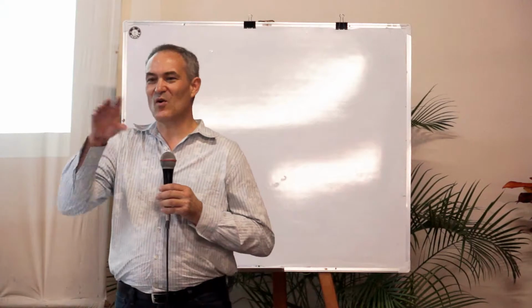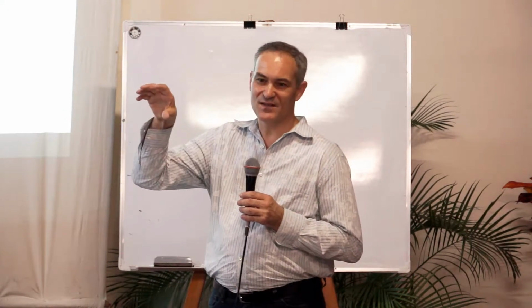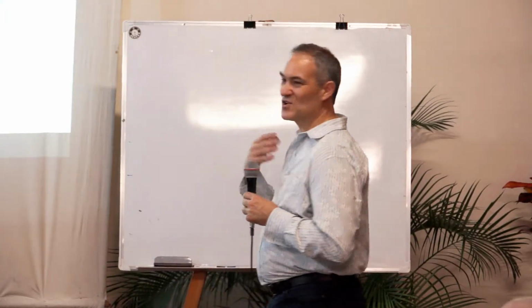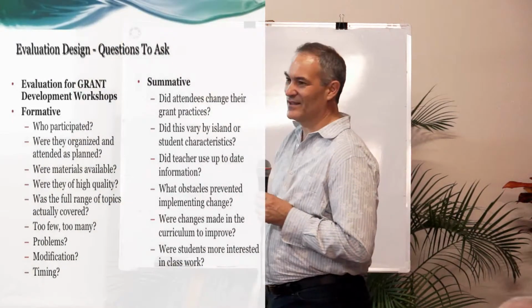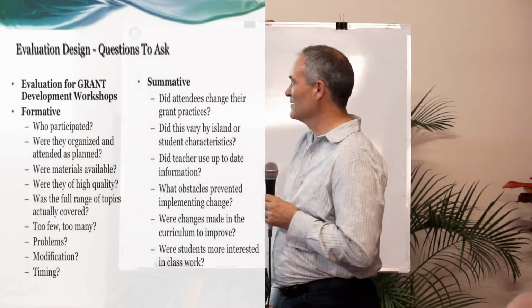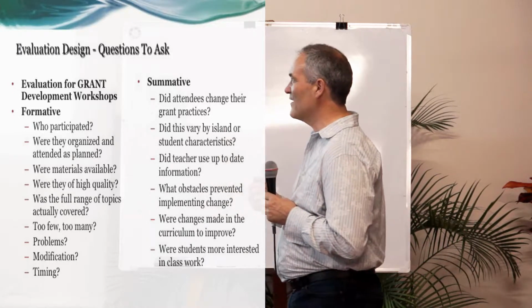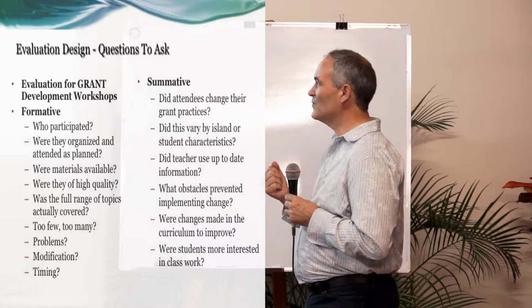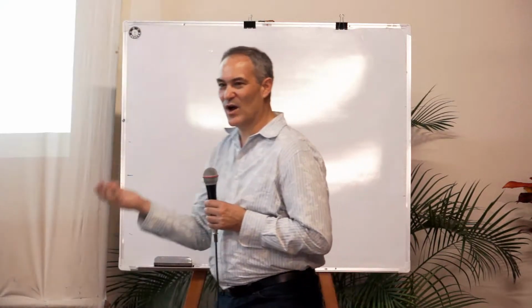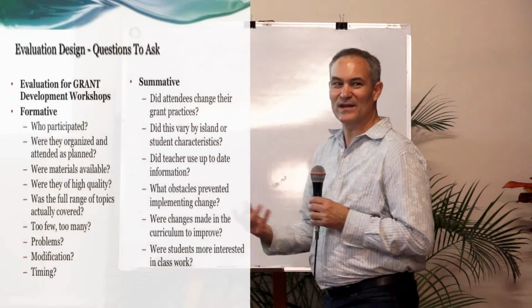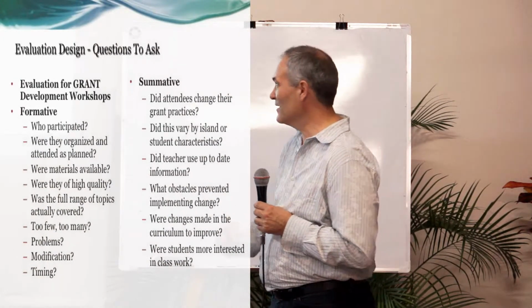So the overall goal of this workshop is to get more submissions of proposals for the Pacific Islands. The objectives of doing it were running this workshop, and how are we measuring whether the workshop was effective? Did you get the right people to participate? Was the workshop well organized? Was it attended with the people that we wanted to have attend? Were the materials available? Was the quality there? Did they cover all the topics that were needed? Were there too many topics? Too few topics on grant writing?